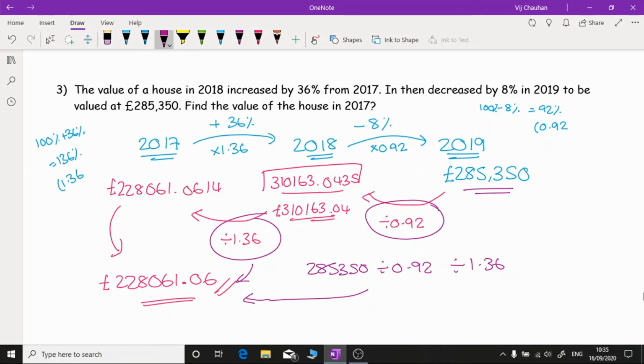But again, it's always good showing it in parts, because if I, let's say, misread the answer on the calculator, or missed entering something, I would get a couple of marks for at least working out what the 2018 price was, if not getting the full marks for the 2017 price.